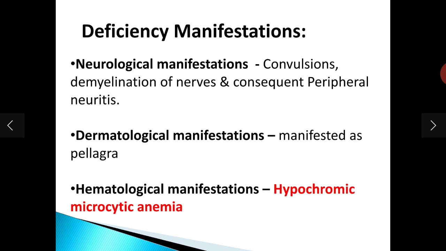Coming to the deficiency manifestations. One is neurological manifestations, where you can see convulsions, demyelination of nerves and consequent peripheral neuritis. Dermatological manifestations appear as pellagra, and hematological manifestations, where you can see hypochromic microcytic anemia because PLP is required for heme synthesis.